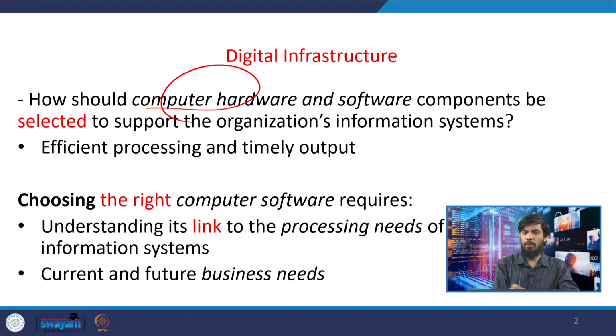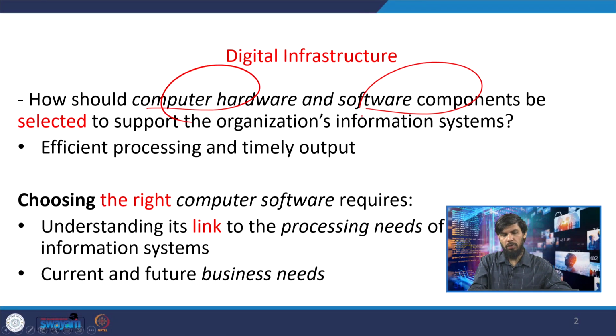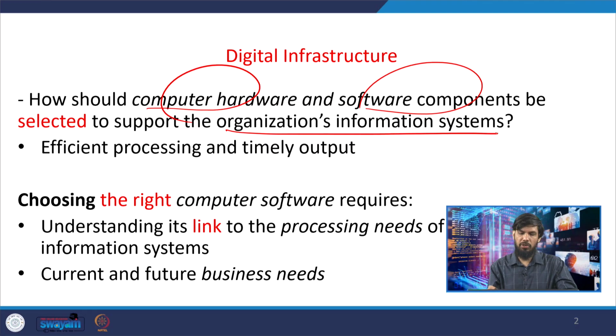So, let us start from where we left in the last session. We were talking about how computer hardware and software components should be selected to support the organization's information systems, and we have covered the hardware part, so many different aspects of computer hardware and different decision points that would be important, technical and non-technical. We covered all that in the last few sessions.